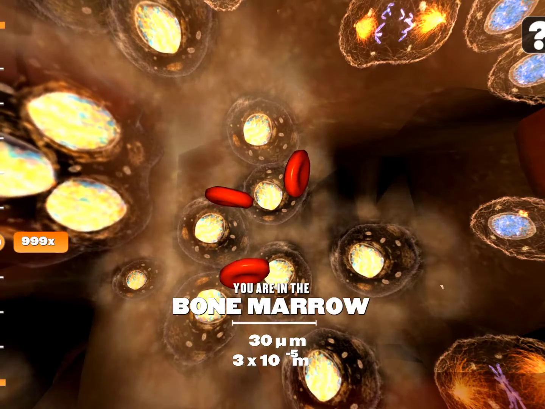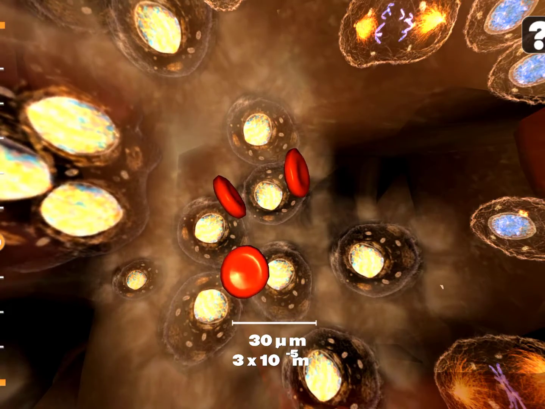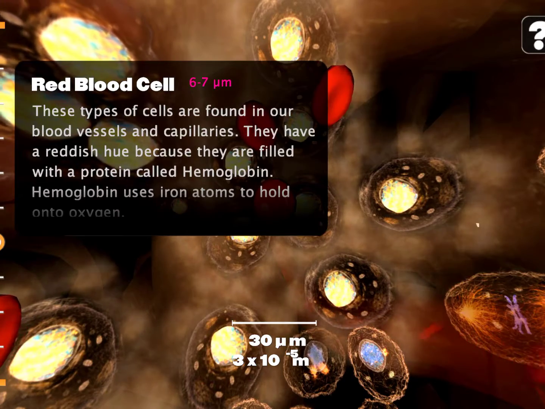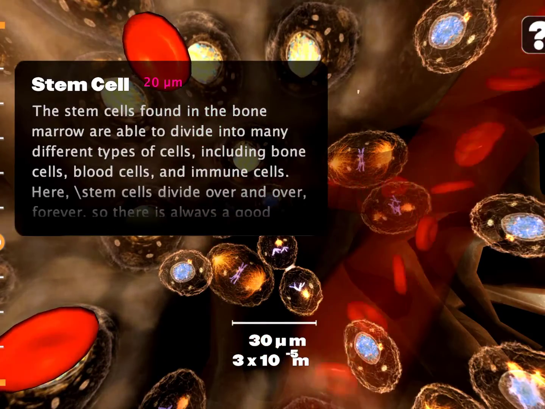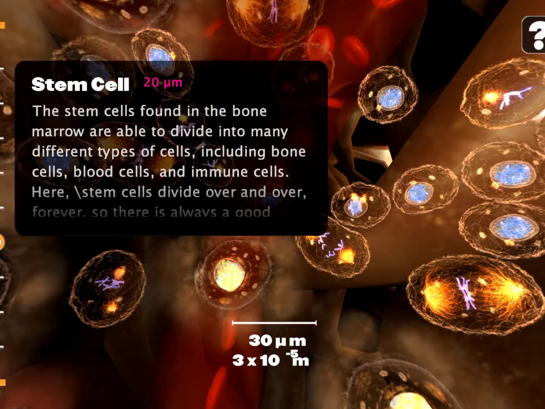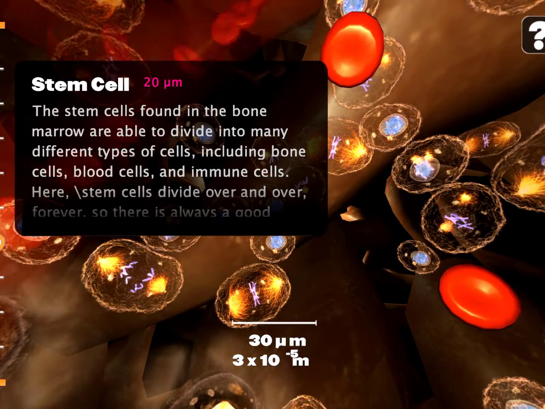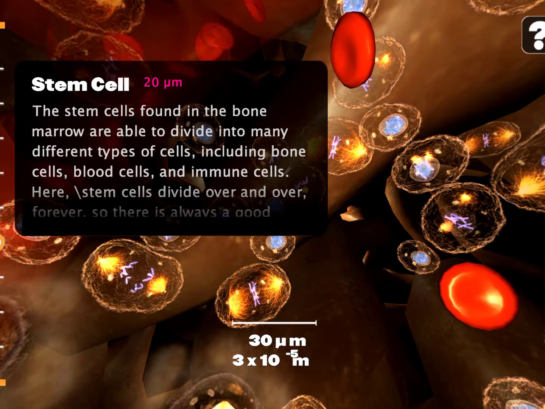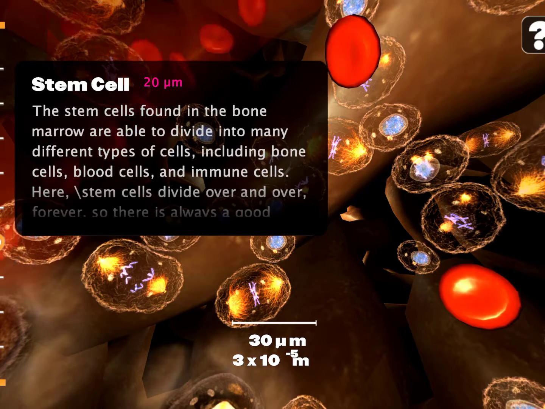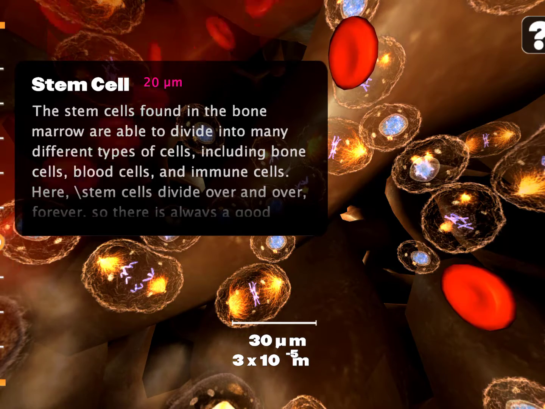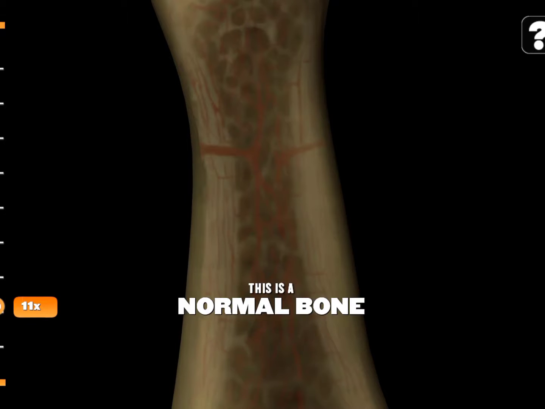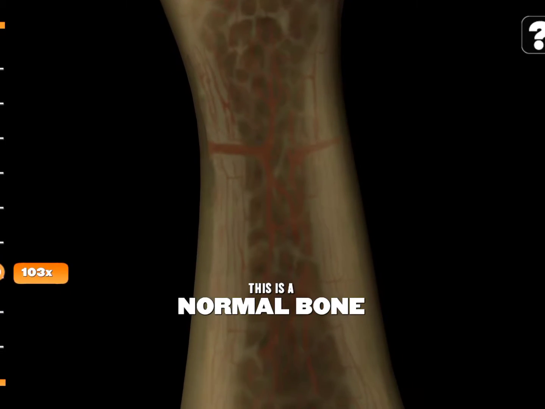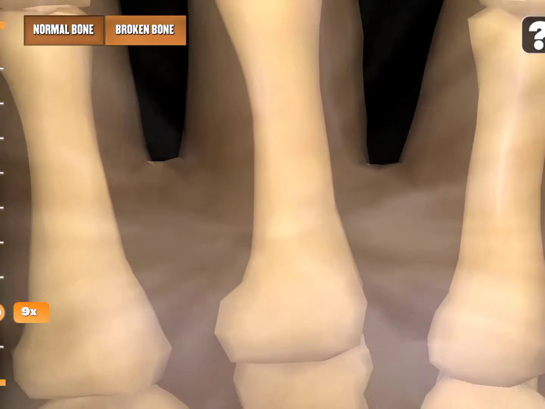So right now we're in the bone marrow, and you're looking at where blood cells are being made. These are kind of stem cells, these little ones with the blue nuclei, going through various stages of mitosis and meiosis. They're going to become these different kinds of red blood cells, white blood cells, and platelets.